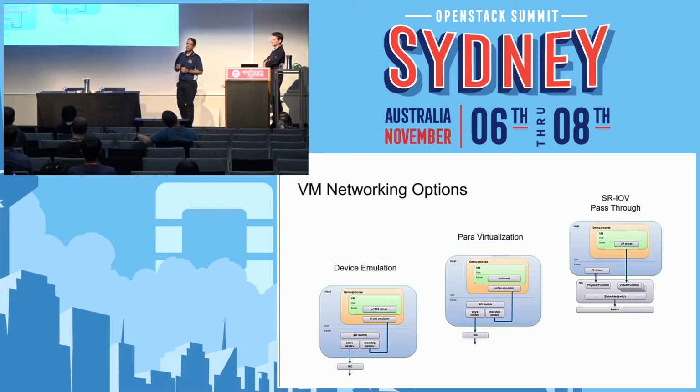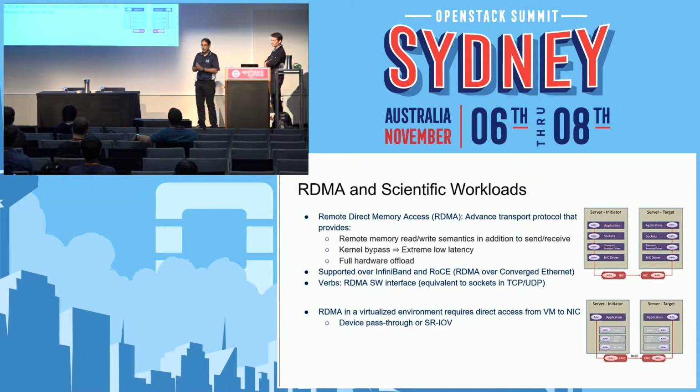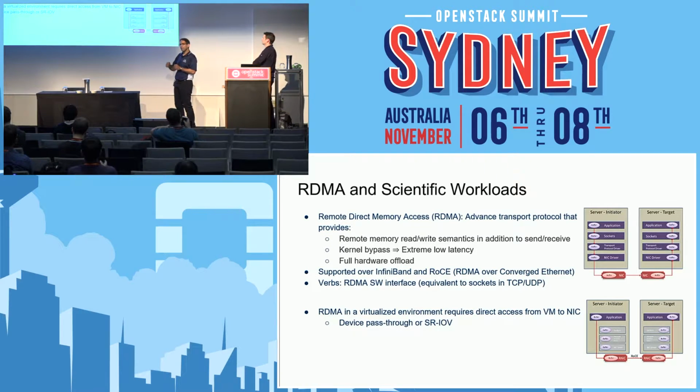And when the VM needs to send or receive data, it works directly against the NIC without going through the hypervisor. This approach provides the highest performance, and in addition, it exposes any additional functionality that the NIC may have, such as RDMA. We're talking about the interface. The previous slide was talking about the interface itself. I want to talk about RDMA because it is really important for the numbers that we will present later on.